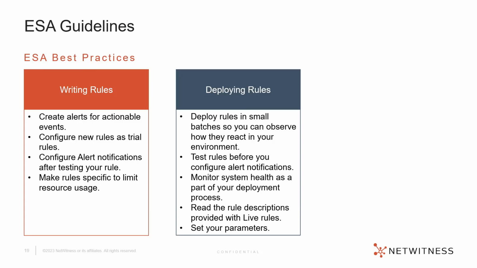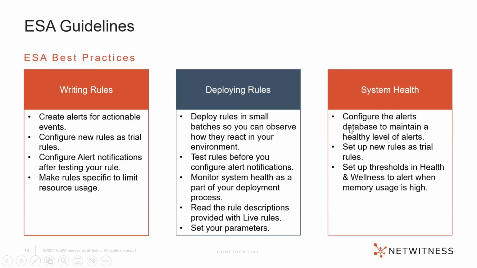And we'll be moving now to system health. So a common issue is that new rules may cause memory issues. To prevent this, you can set up new rules as trial rules. Set up thresholds in the health and wellness module to alert you if memory usage is too high. There are metrics in the health and wellness module that track memory usage. You can set up alerts and notifications to send you an email if those thresholds are crossed.